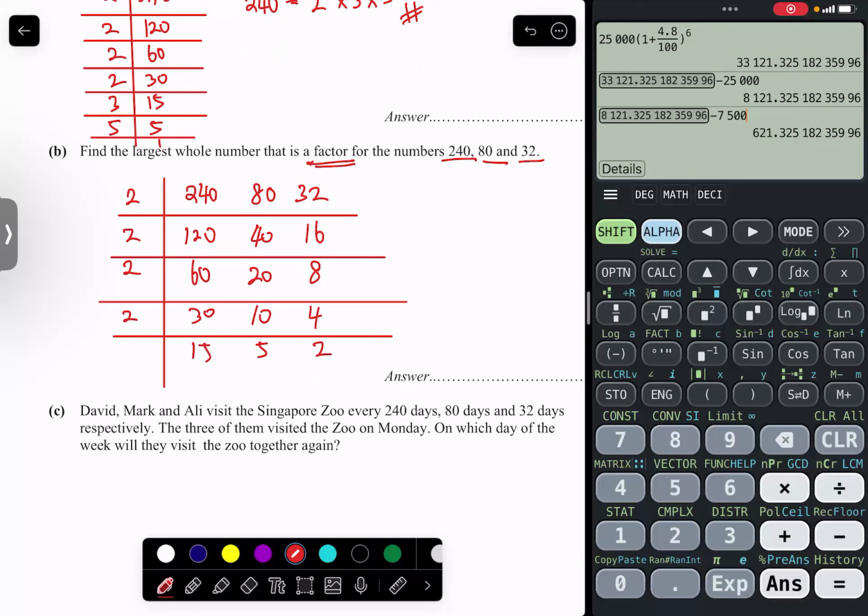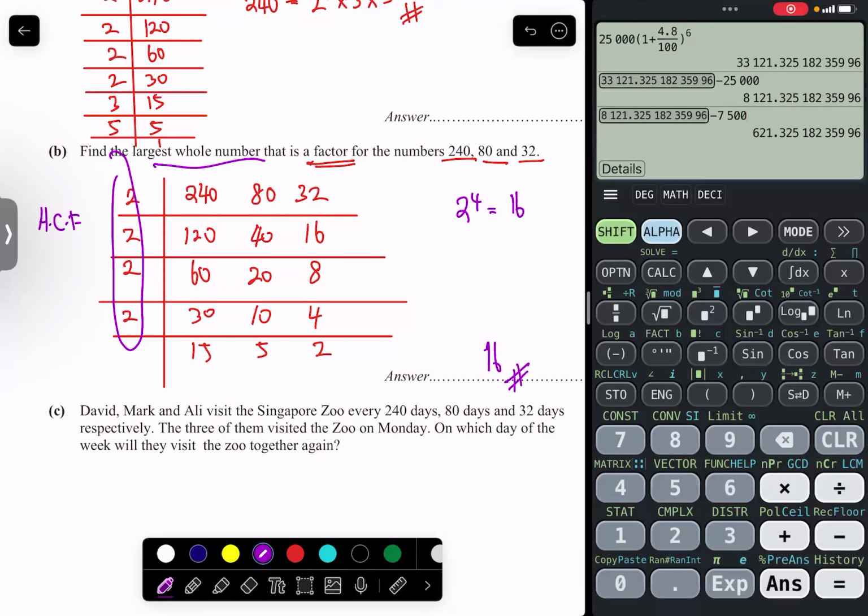Then at this step it gets a bit awkward, because 15, 5, and 2 we cannot divide any further. Once we cannot divide any further, the part we divided by down here will be our HCF. So the largest whole number is 2 to the power of 4, but since they are looking for the number, it's 16.